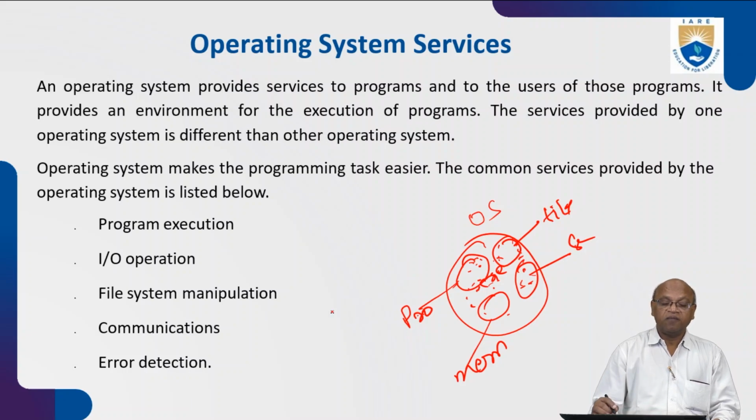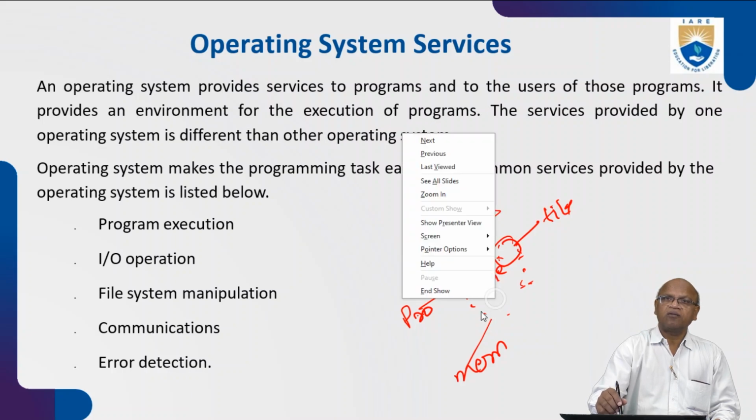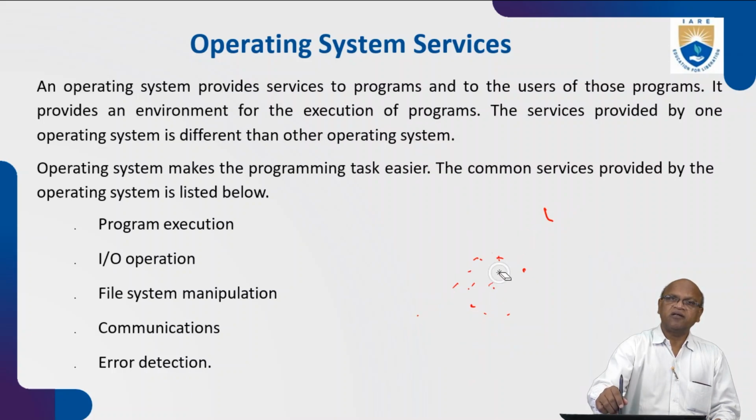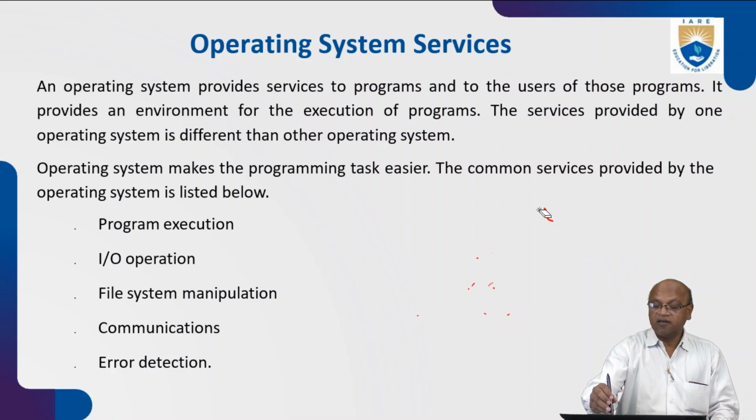You see, the operating system makes the program task easier. The services provided by the operating system are listed below. Look at this one. Number one is program execution. What is this program execution? We'll discuss in detail. And I/O operations, file system manipulation, communications, error detection. All these things will be handled by the OS only. OS means the programs which are available in this OS. These programs will handle all these operations for the user.